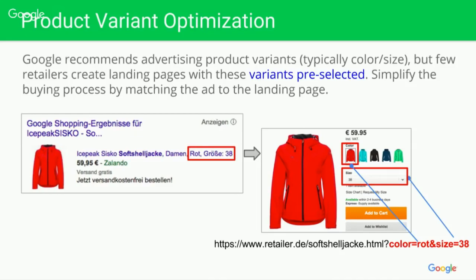It's a barrier especially because of mobile devices and having to do the extra clicks. What you should do is pre-select the size and color when the person comes to the landing page so they don't have to do that extra work. Often it's just done through a URL parameter, as you can see on the slide, where the color and size are pre-selected, and your website recognizes that URL parameter and picks the appropriate sizes.